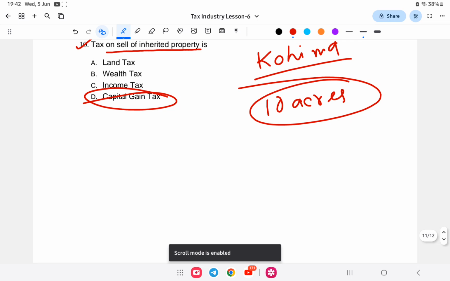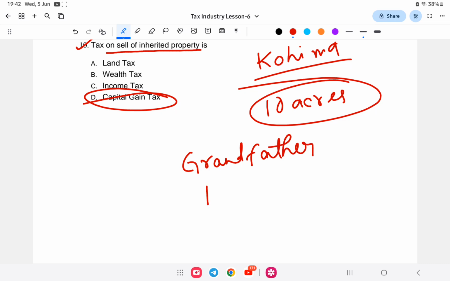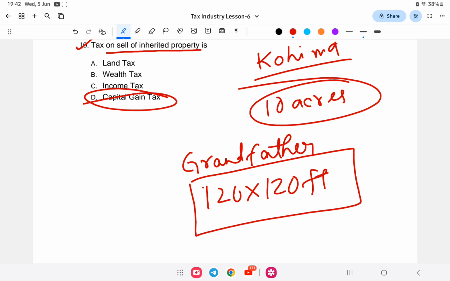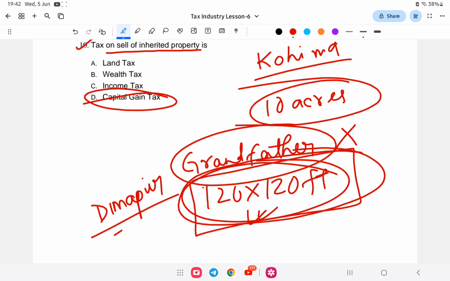For example, your grandfather was a very rich man and he left a 120 by 120 plot of land. Say it is in Dimapur, but you need money, so you sell it to invest. If you simply inherit the 120 by 120 plot, there is no tax to pay, because your grandfather already paid it. But once you sell it to another person, you have to pay the tax. Only in Nagaland is it exempt because of Article 371A, but in other places like Gujarat, Karnataka or Tamil Nadu, you have to pay the capital gain tax.